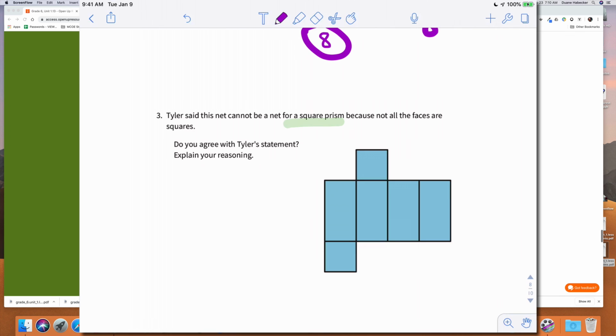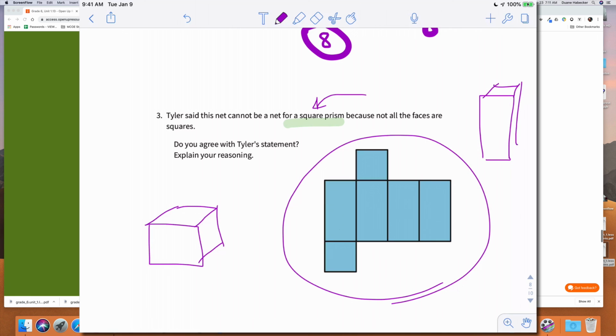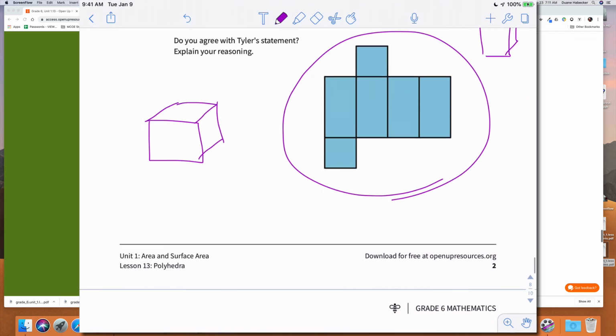And you know what? I think a square prism would look like that, which we call a hexahedron or a cube. So this square prism thing is kind of tripping me out a little bit. I think I would call this a rectangular prism because it forms this rectangular box. It kind of looks like it goes up like that. So I don't know, man. I'm going to go with I agree with Tyler.